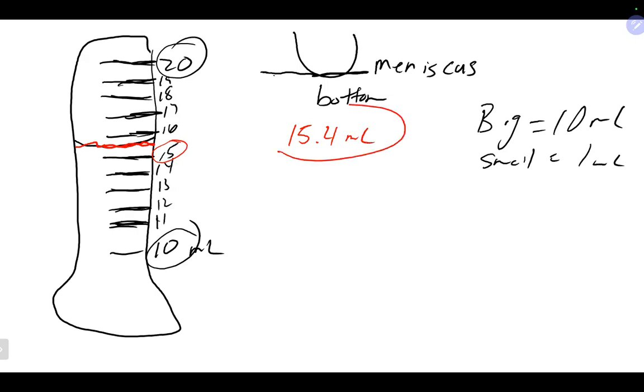Once again, this is the certain numbers, right? This is the first uncertain number. This number would have how many significant figures? Would have 3 significant figures.